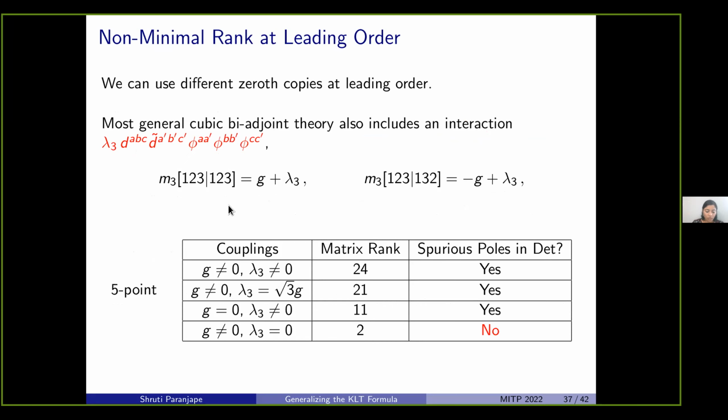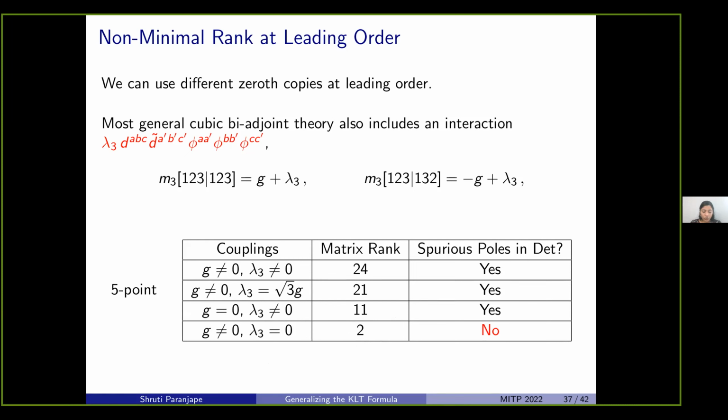Now, if I use such a theory to construct the 5-point KLT kernel, I find that the 5-point kernel has a variety of matrix ranks. To remind you, rank 2 is minimal rank, it's (n minus 3) factorial. And that happens, of course, when I set this to 0 and I'm in the usual case of cubic bi-adjoint, and there are no spurious poles in the determinant in that case. In all other cases, I get non-minimal rank, and I do get spurious poles in the determinant.